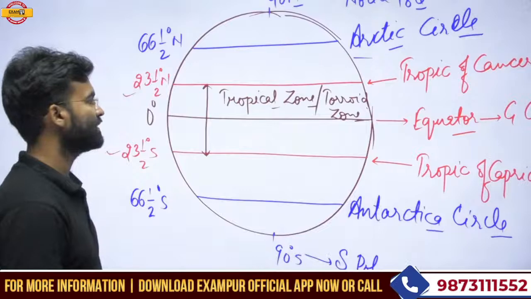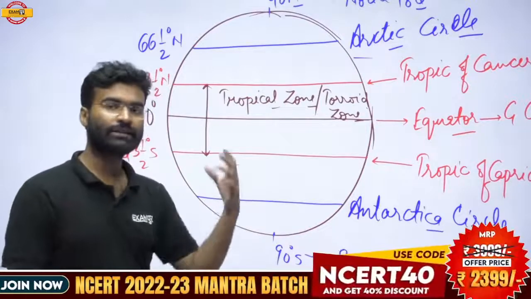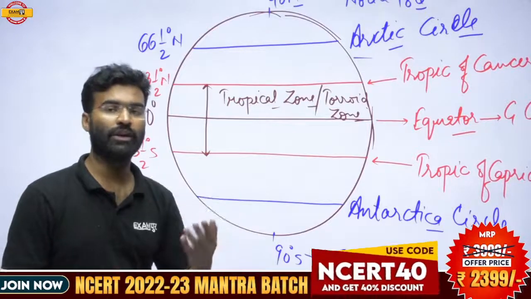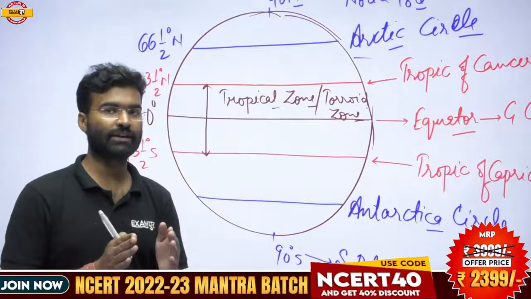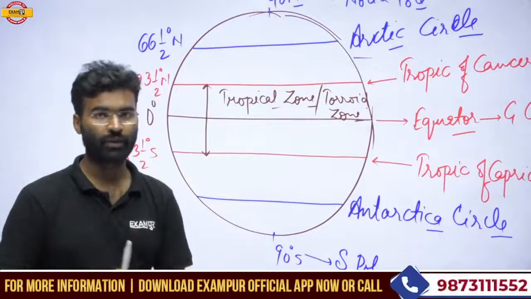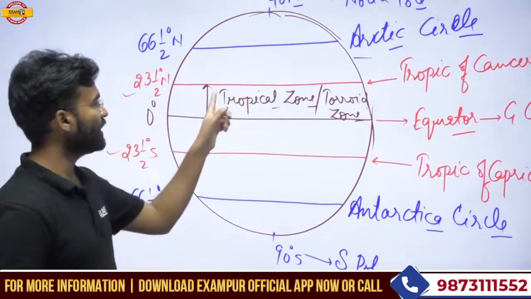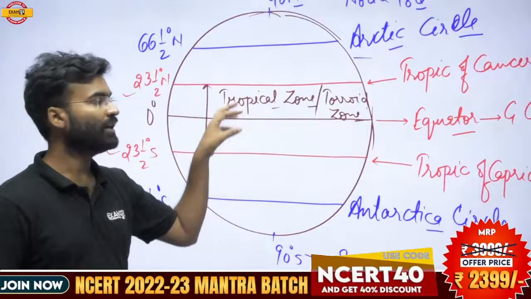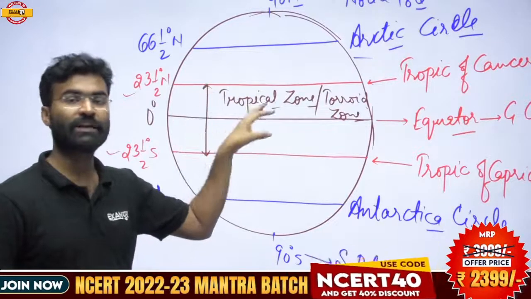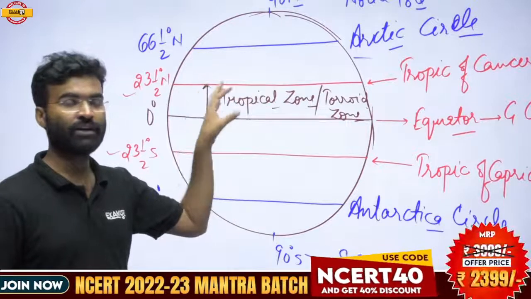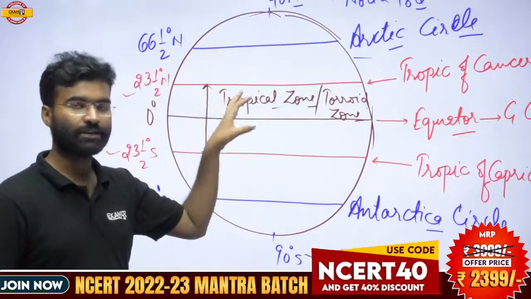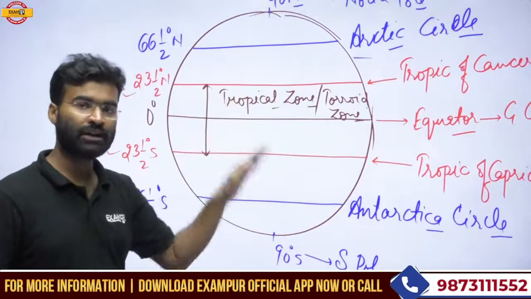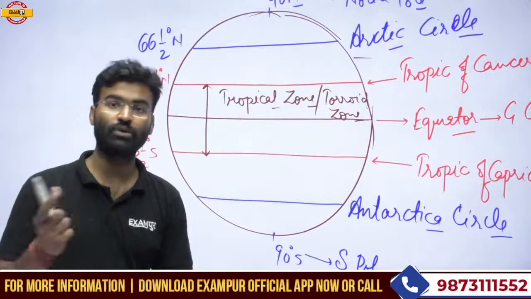This is the zone on the Earth's surface which gains the sun rays perpendicularly, which experiences the falling of the sun rays perpendicularly throughout the year. Okay, so sun rays fall perpendicularly between these two latitudinal lines, or between these two tropics. That means this zone experiences the maximum vertical sun rays throughout the year.